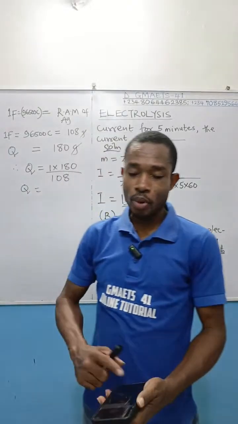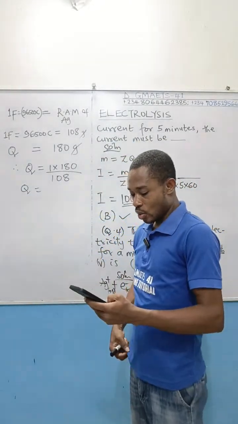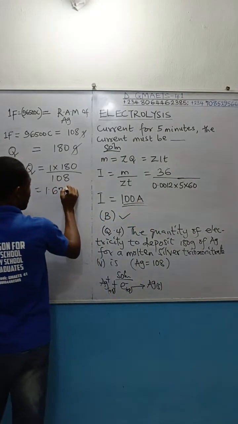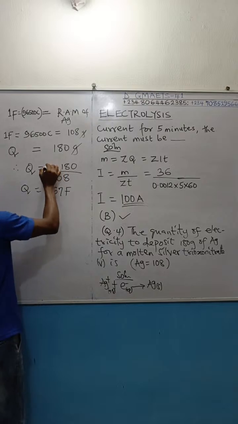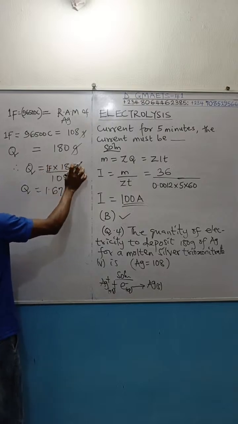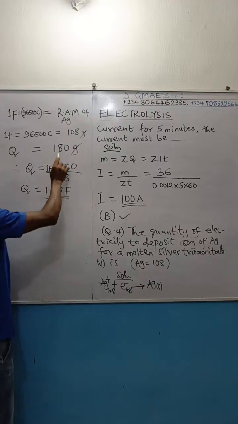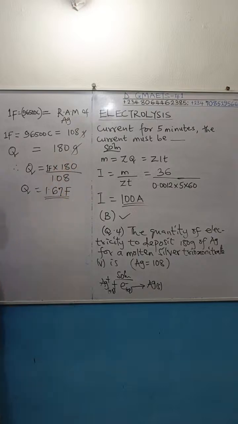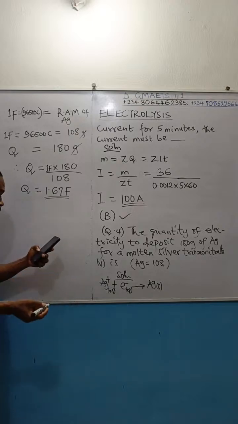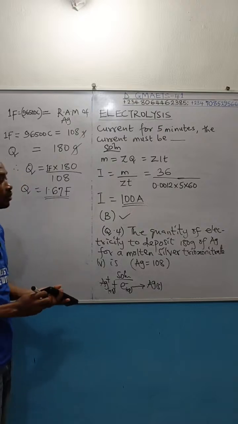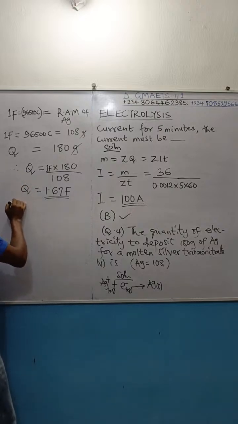That gave 1.6666, which is approximately 1.67 Faraday. Remember, you are using 1F times this, all over this. So the quantity of electricity that will deposit 180 gram mass of silver is 1.67. And from the options provided, the correct answer is 1.67 Faraday, which is option C. Now, like I said, you could have used this formula directly. Let me write the option first. Option C is correct.